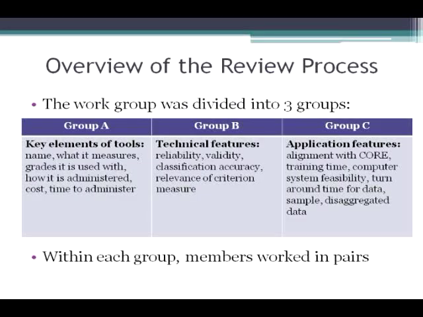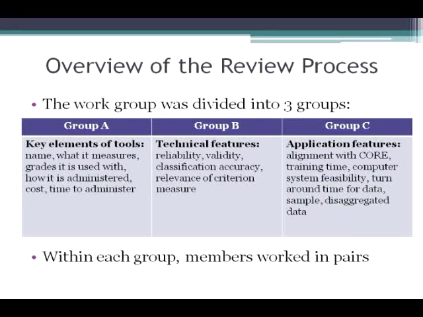Overall in the process, the work group was divided into three groups. Group A was the on-the-ground expertise group. They were the ones who had expertise in how the details of the tools might affect practice or might be incorporated into best practice. They were responsible for practitioner considerations, key elements about the tools such as descriptive information, what it is, what it measures, the grades it can be used with, how it's administered, and cost and time.